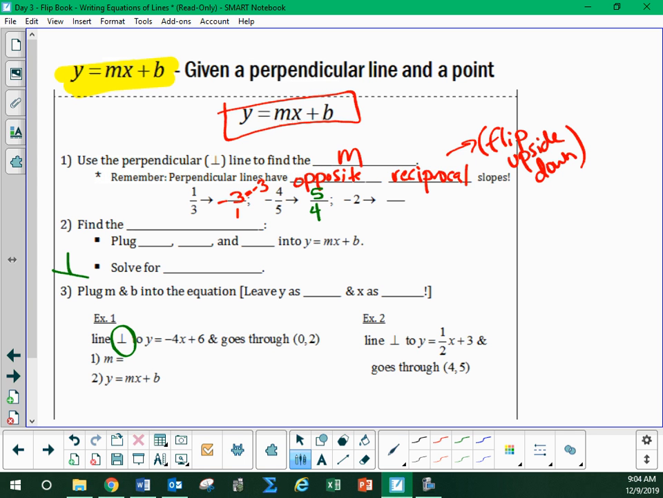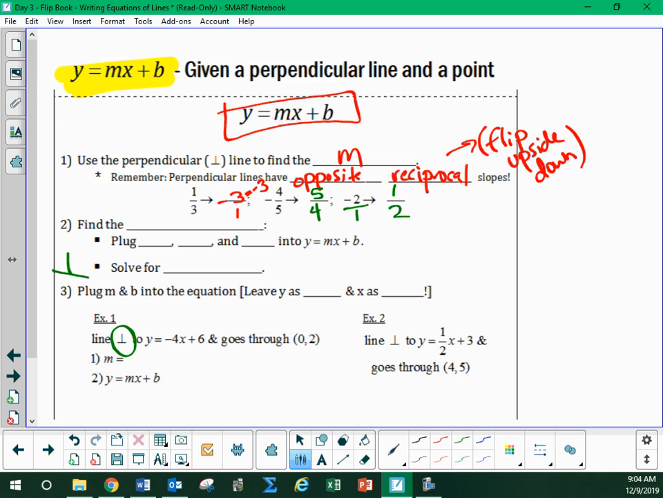Alright, and then negative 2. So negative 2, same thing as negative 2/1. So I want to flip it, 1/2. And I want to make it opposite, so instead of negative, it's now positive. So parallel lines have the same slope. Perpendicular lines, opposite reciprocal or opposite.